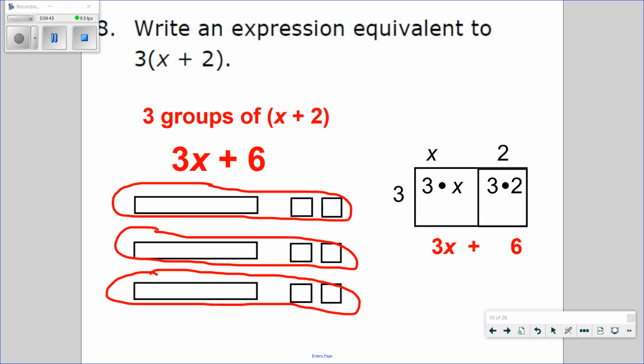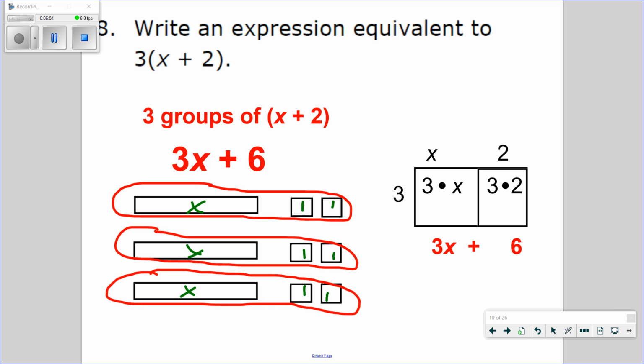Number 8, write an expression equivalent to 3 groups of x plus 2. Some students prefer drawing the picture of 3 groups of x plus 2. So here's a group of x plus 2. Here's another group of x plus 2. Here's the third group of x plus 2. So we drew 3x's plus 6.